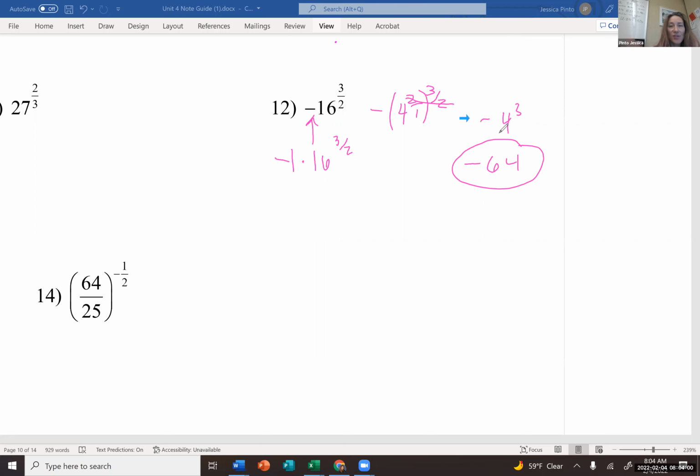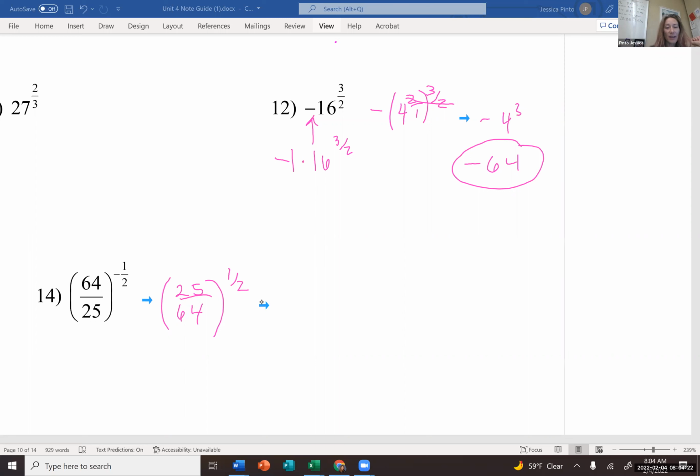All right. So then here on 14, this is where we see the negative exponent. So remember, we can switch to writing this with the reciprocal right away. So that's what I'm going to do first. 25 in the numerator, 64 in the denominator. Now it's just 1/2, no longer negative. Woo, woo, woo. Yeah, I love it.